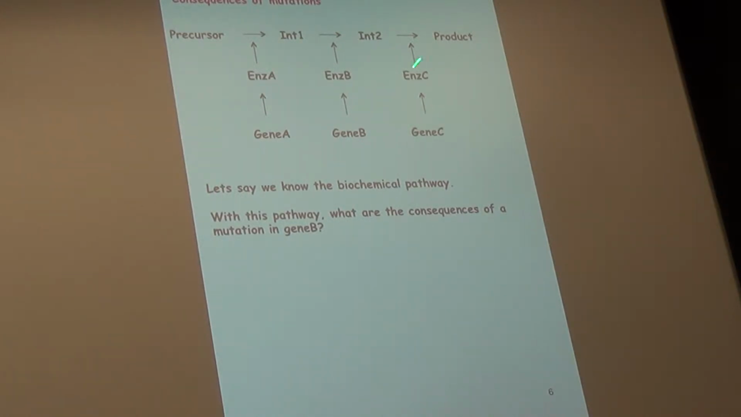Now, enzyme C is present in the cell. Okay? But enzyme C cannot make the product because there is no intermediate 2 in the cell. So the pathway is blocked, and so you just can't carry on. When you have a mutation in gene B, you're basically stopping the pathway. The presence or absence of gene C is immaterial. It's almost as good as not having this enzyme being made.